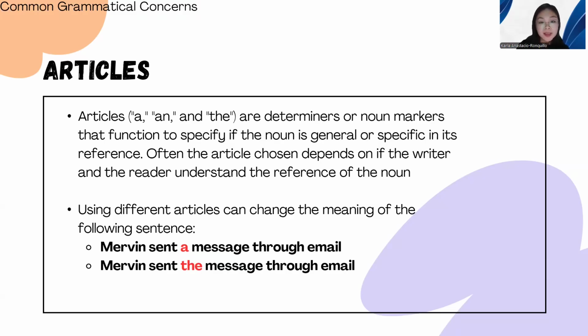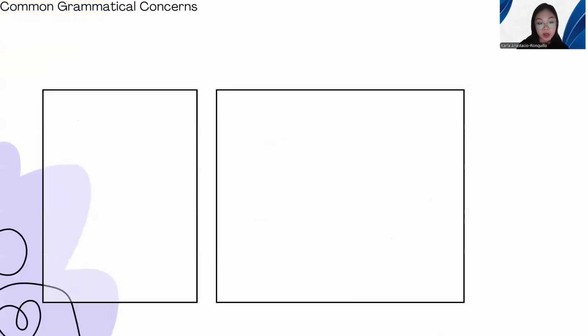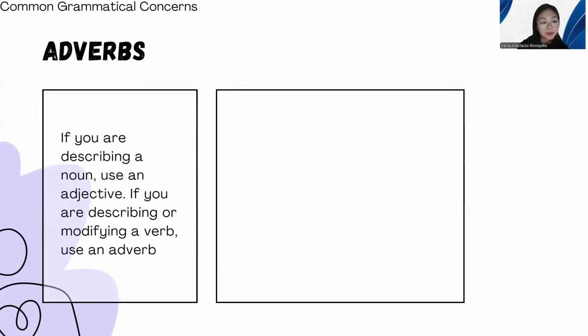Meanwhile, Mervin sent the message is a specific one. Also, be mindful when using adverbs. A simple rule to master: if you are describing a noun, use an adjective. If you are describing or modifying a verb, use an adverb.